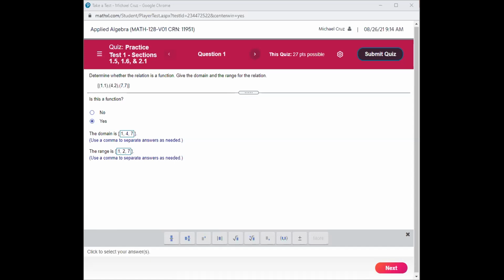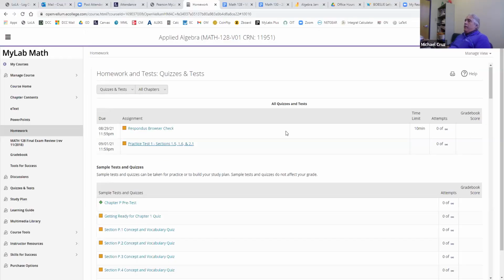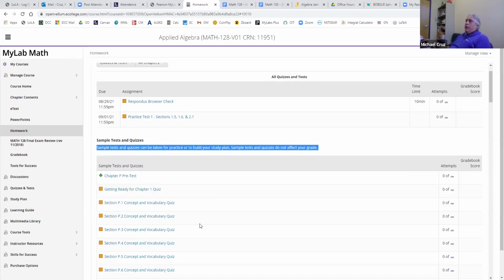I'm going to change the share here. Okay, you'll notice that it says sample tested quizzes. Those are ones that are created by MyMathLab. So it says you can take them for practice. But I have one that I've built here. Now, if you want to do those to help you, then all the more power to you.